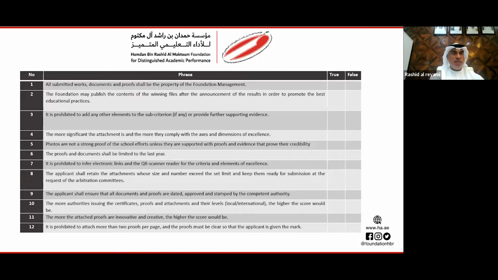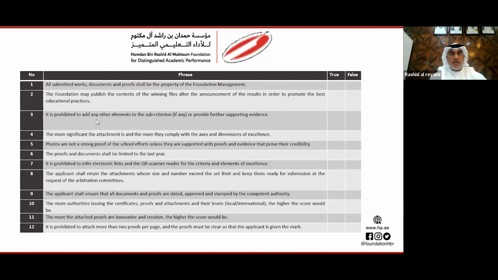All submitted work, documents, and proof shall be the property of the foundation management. That should also be true. The foundation may publish the content of the winning files after announcing the results in order to promote the best educational practice. Yes, it is true.